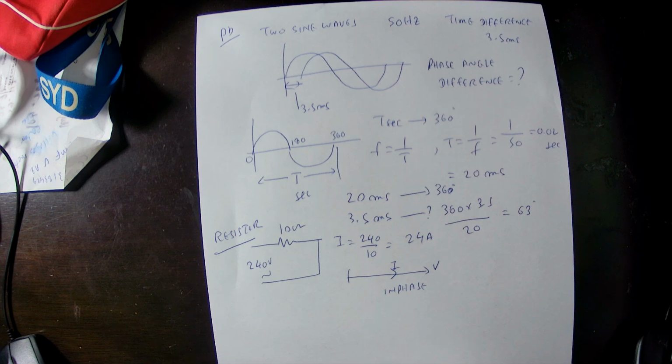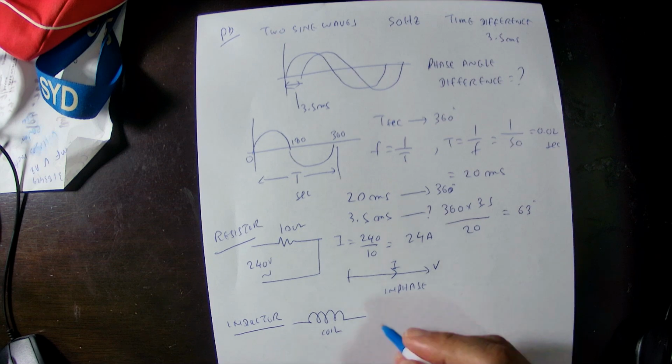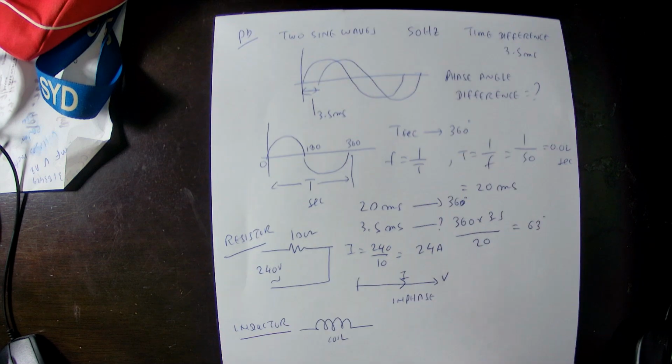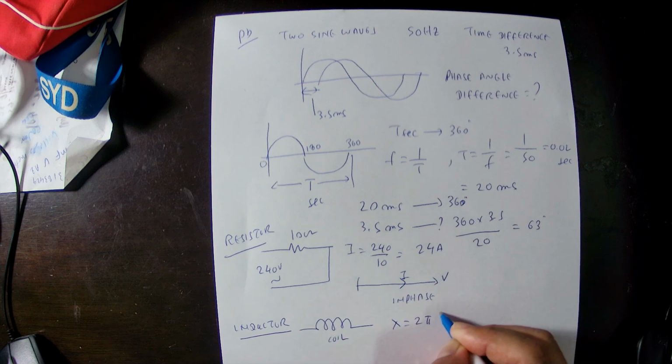And then for the inductor, an inductor is a coil. If you connect this coil to DC, it will be a short circuit. But for AC, there will be some resistance in the coil. So this is the AC waveform. This resistance of the coil can be calculated with the equation XL equal to 2 pi F L. In this case, L is the inductance.